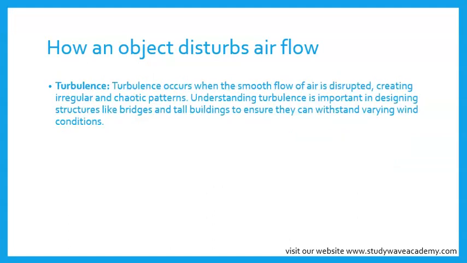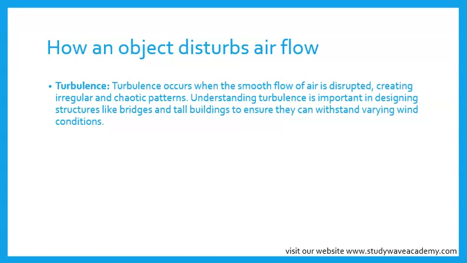Turbulence. Turbulence occurs when the smooth flow of air is disrupted, creating irregular and chaotic patterns. So understanding turbulence is important in designing structures like bridges and tall buildings to ensure they can withstand varying wind conditions. Objects can cause turbulence, disrupting the natural flow of air, okay, especially if they have irregular shapes. Do you get that?